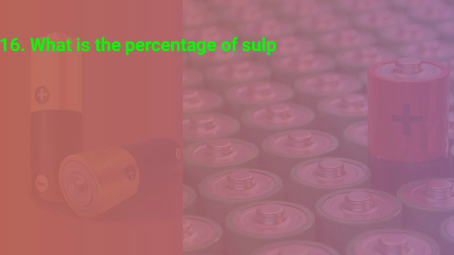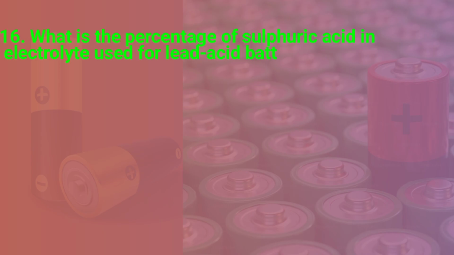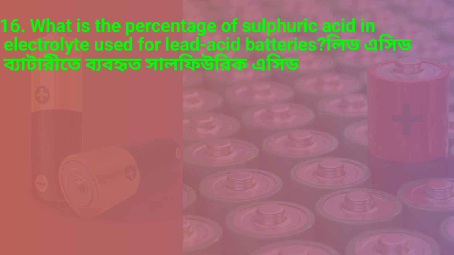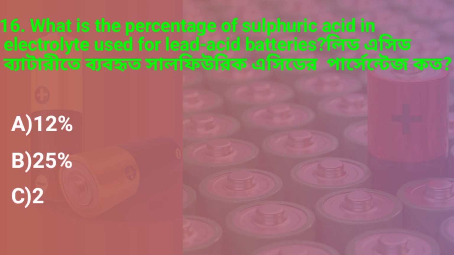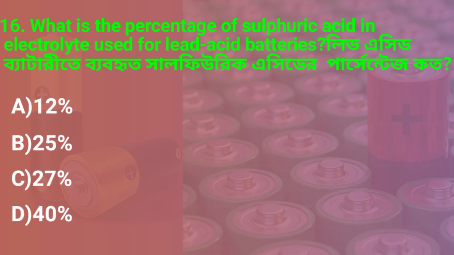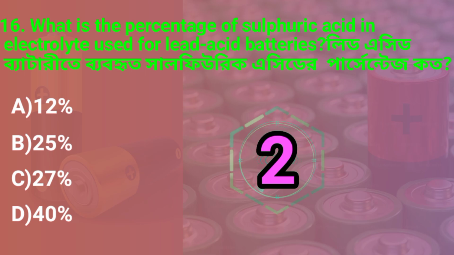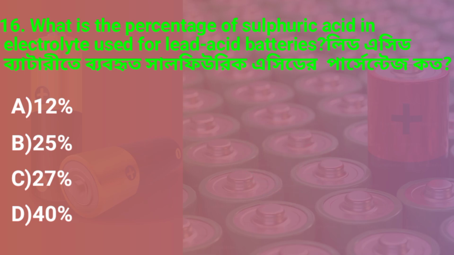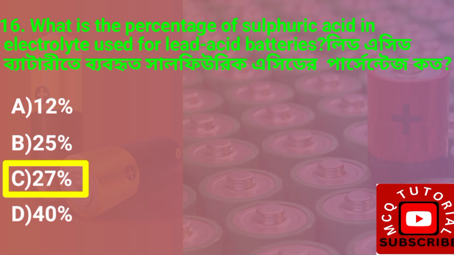Question number 16. What is the percentage of sulfuric acid in electrolyte used for lead acid batteries? Option A 12%, option B 25%, option C 27%, option D 40%. উত্তর হবে option C 27%.